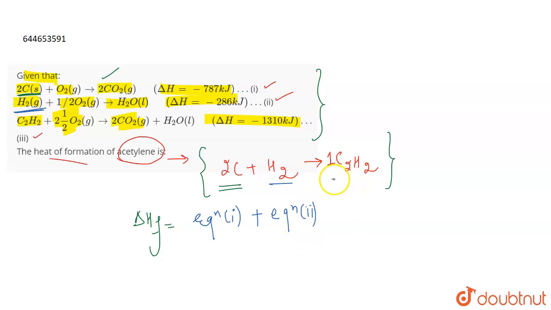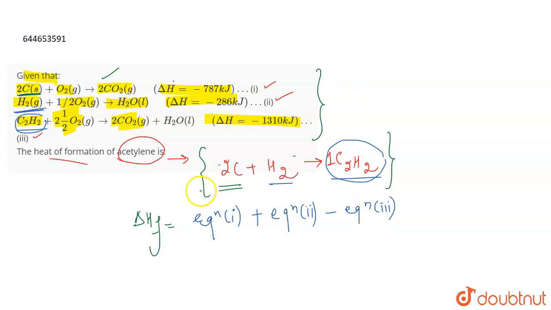Now if we talk about C2H2, C2H2 is in the reactant side in the given equation, but in the equation that you are looking for, C2H2 is in the product side. So we will have to subtract the delta H value given in equation number 3. As the stoichiometry for any of these reactants or products is not changing, we don't need to multiply the values of delta H by any number.